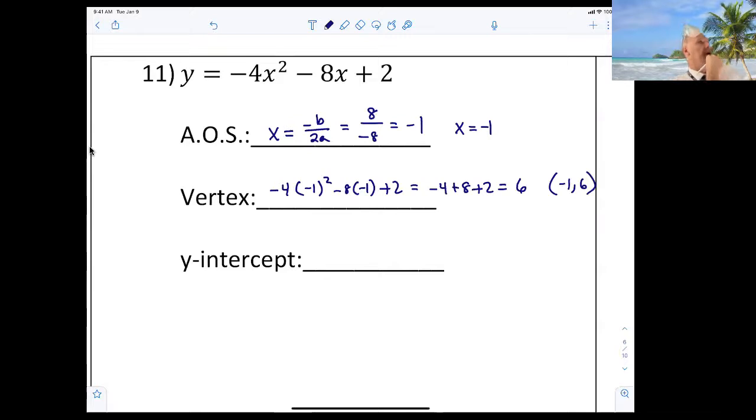Anybody have any questions with that? Come on, everybody can do this. And so now your y-intercept was 0, c. Thank you very much. So in this case, it is 0, 2.